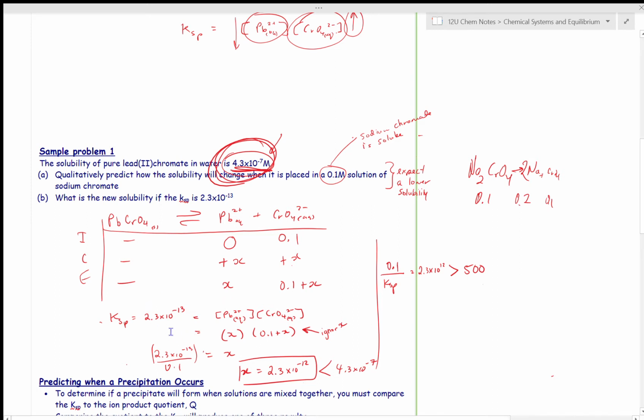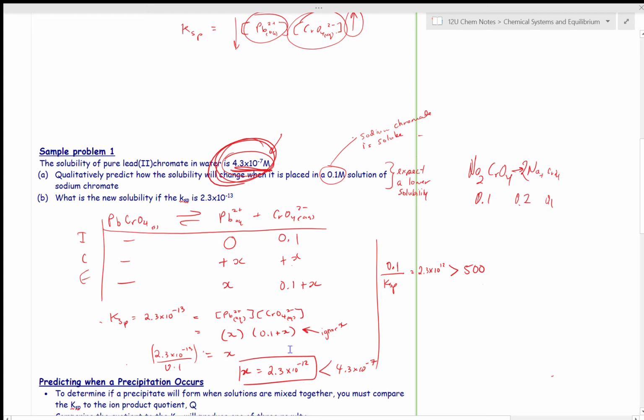So I set up my expression, KSP is equal to 2.3 times 10 to the minus 13, which is equal to the product of both ions raised to their coefficients, but of course the coefficients in this case are 1. So it's just equilibrium x and 0.1 plus x. So it's x times 0.1 plus x. Now I've written here ignore x. Now why do we ignore x? If this x was significant, we could not ignore it.